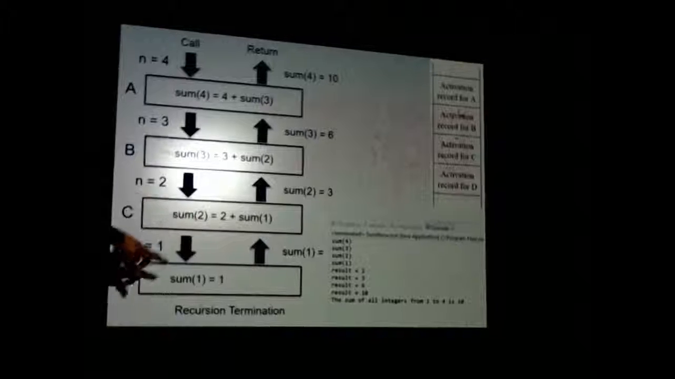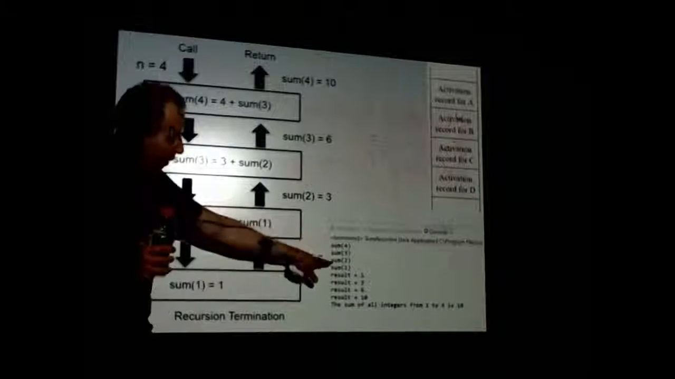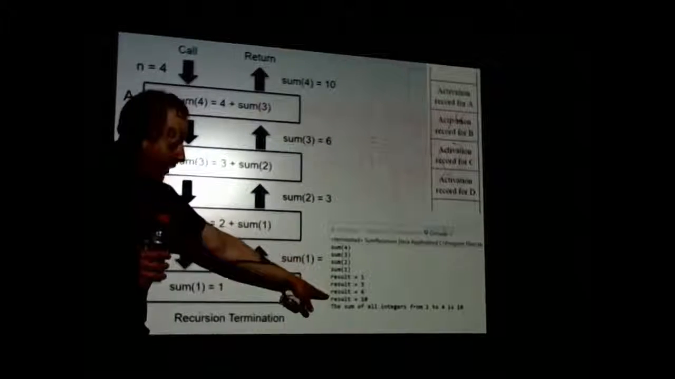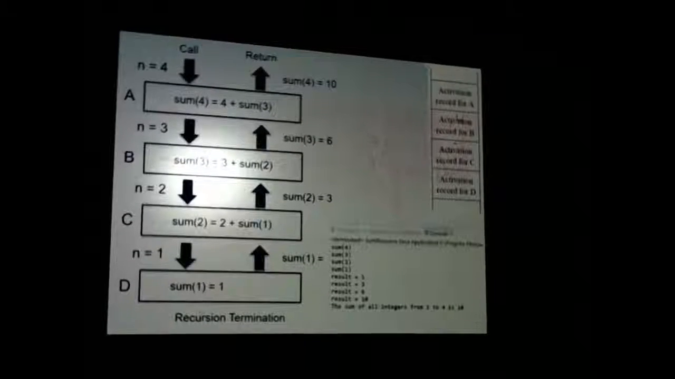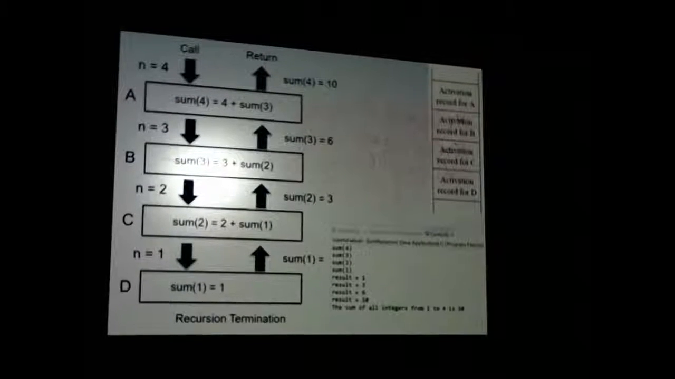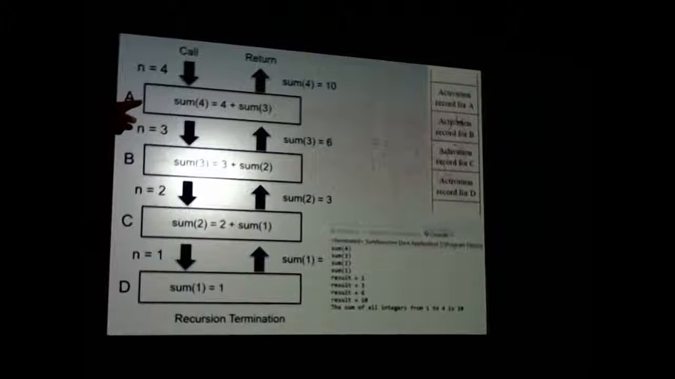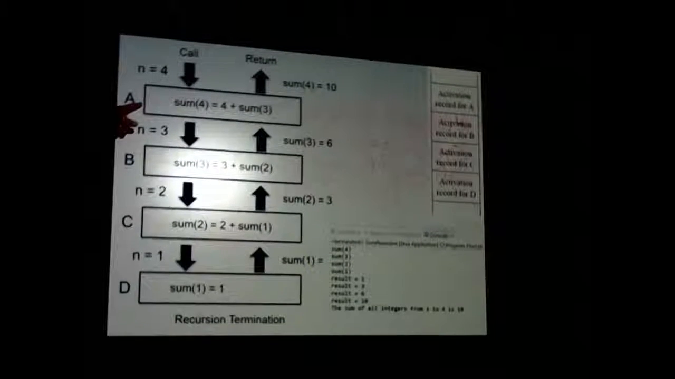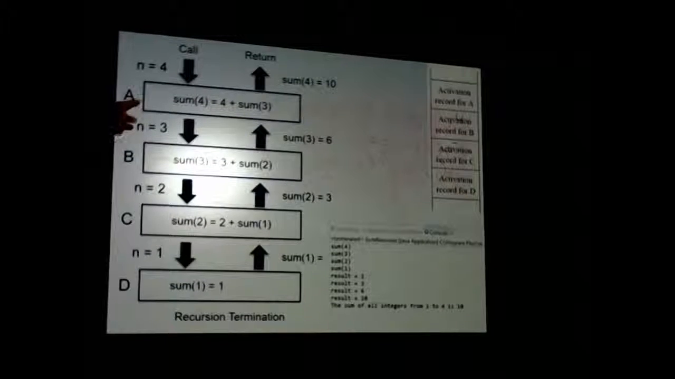So we pass it sum of 4, and then it waits until it gets to the base case, and then it gives us the answers in the order that the stack was populated. The stack is last in, first out, because this is the last in, and this is also the first out. So this is the top of the stack. This is the bottom of the stack.